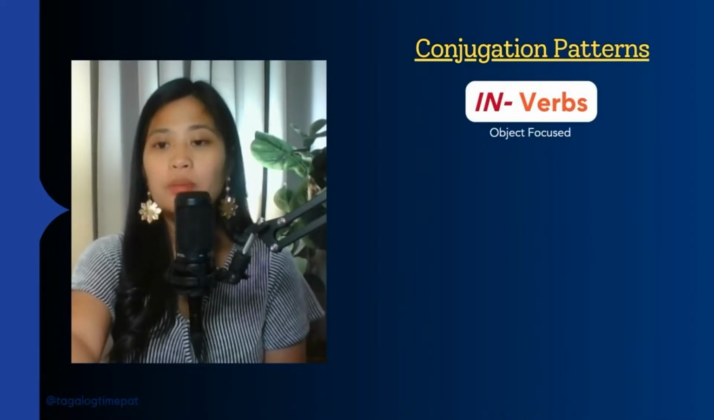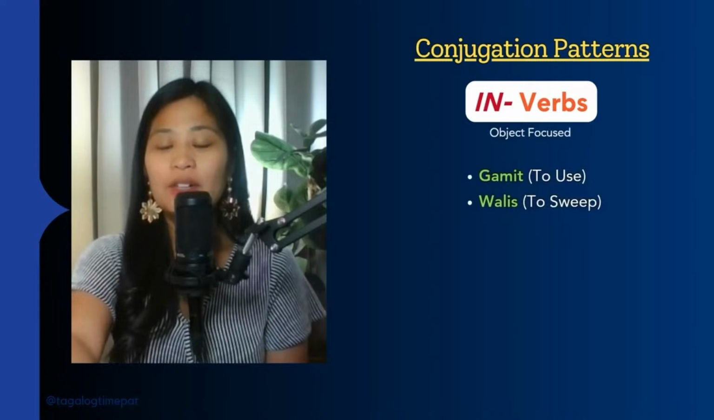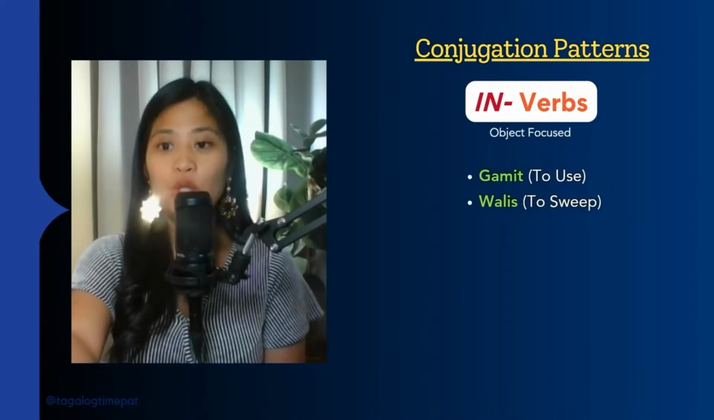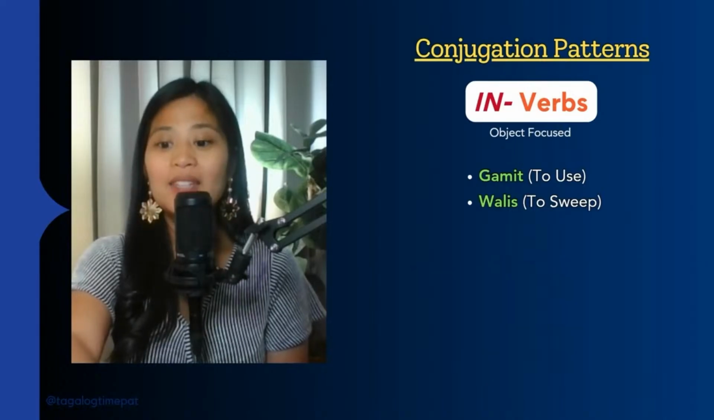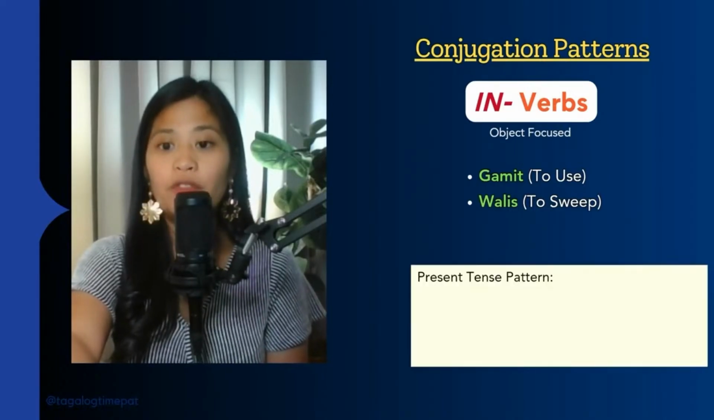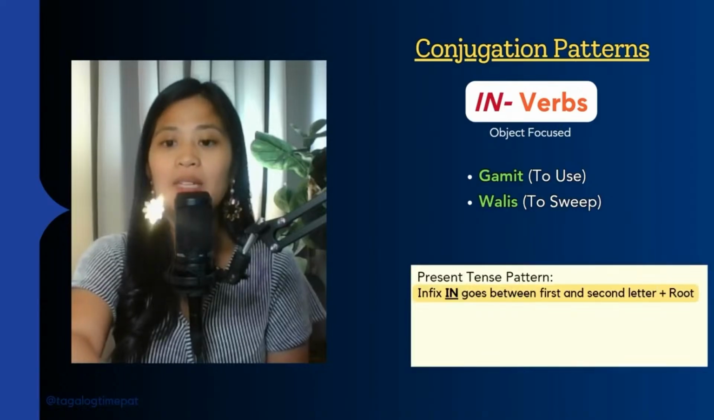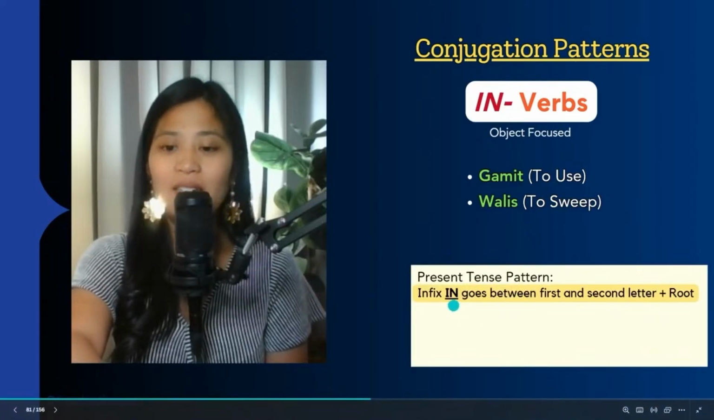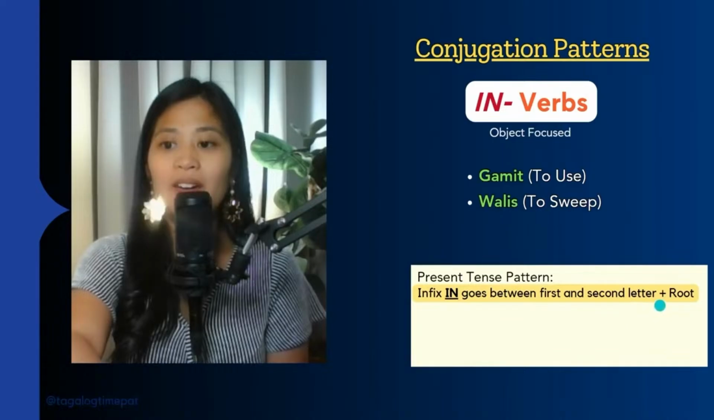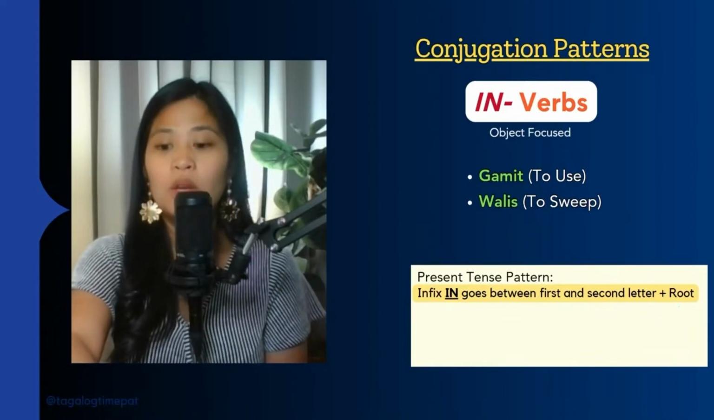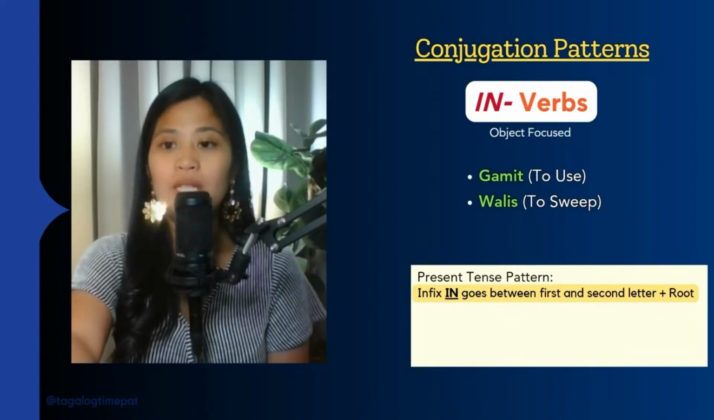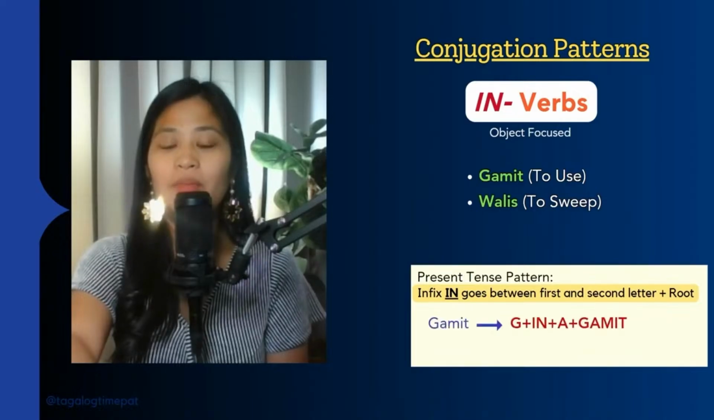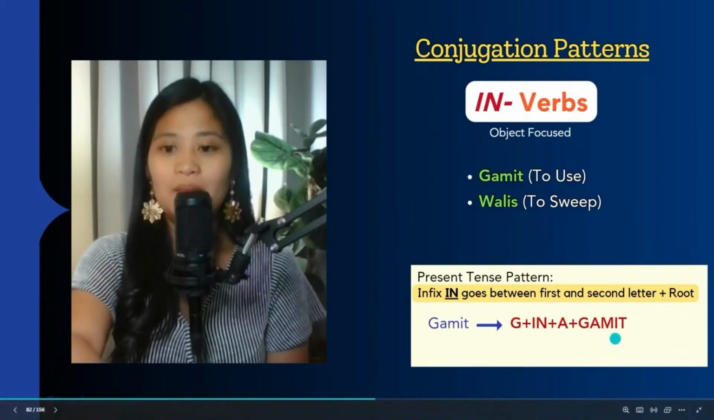Alrighty, now let's move on to in verbs. These are also object focused. And here are some examples. Gamit means to use. Walis means to sweep. It has a very similar pattern to um verbs. The only difference now is that the infix in goes between the first and second letter, and then it's the root. So gamit, to use, in the present tense becomes ginagamit.